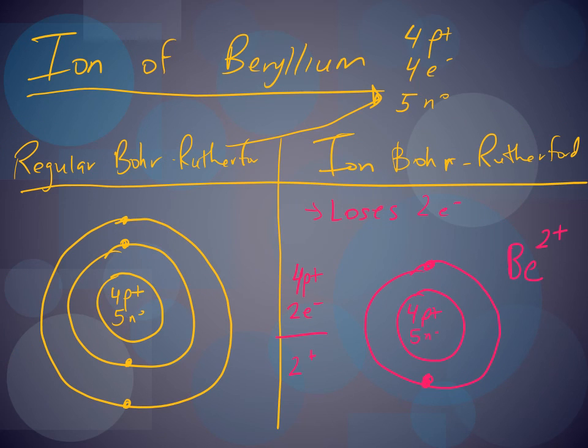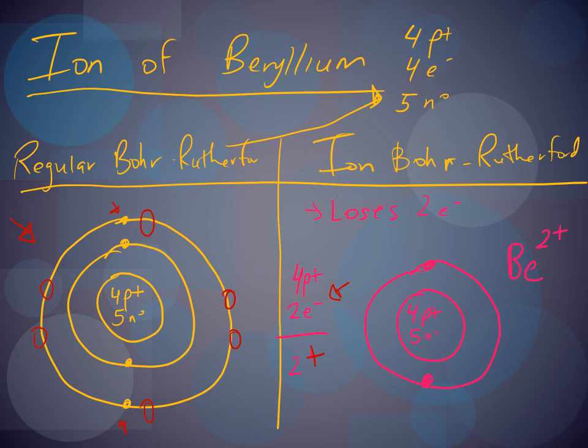Okay, here's beryllium. So beryllium has 4 protons, 4 electrons, and 5 neutrons. On the left-hand side, this is the regular Bohr-Rutherford diagram, so you would have 4 electrons represented. Now, is beryllium going to gain all of these electrons? So it has 6 empty spaces, or is it going to lose these 2 electrons? I hope you answered that it was going to lose 2 electrons. So when it loses 2 electrons, instead of having 4 electrons, it's now going to have only 2 electrons, giving it an overall 2 plus charge.